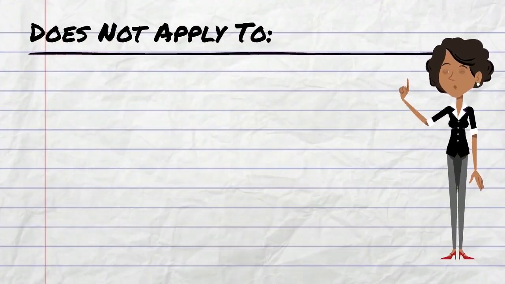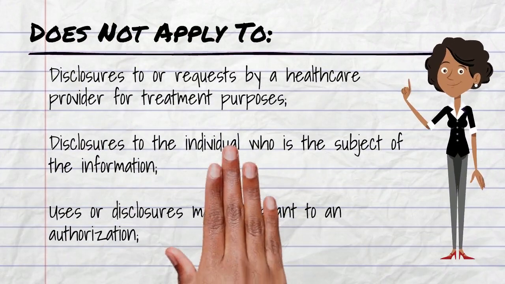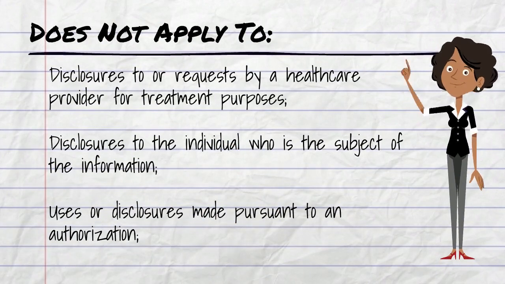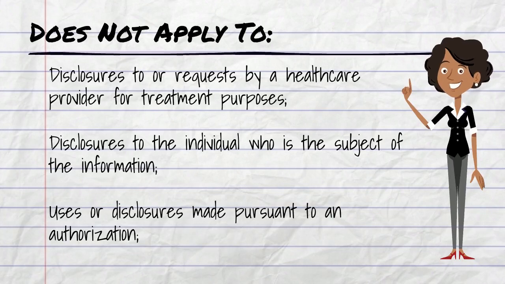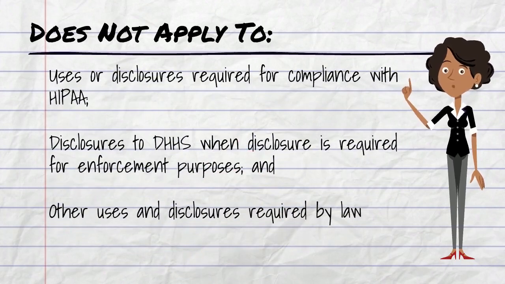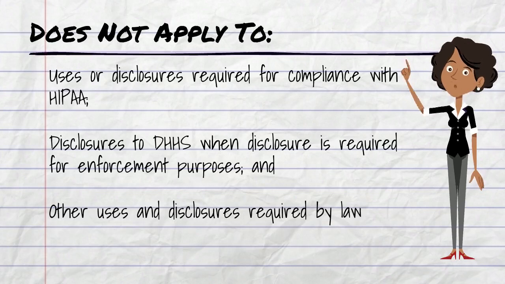The minimum necessary standard does not apply to disclosures to or requests by a healthcare provider for treatment purposes, disclosures to the individual who is the subject of the information, uses or disclosures made pursuant to an authorization, uses or disclosures required for compliance with HIPAA, disclosures to the Department of Health and Human Services when disclosure is required under the privacy rule for enforcement purposes, and other uses and disclosures required by law.